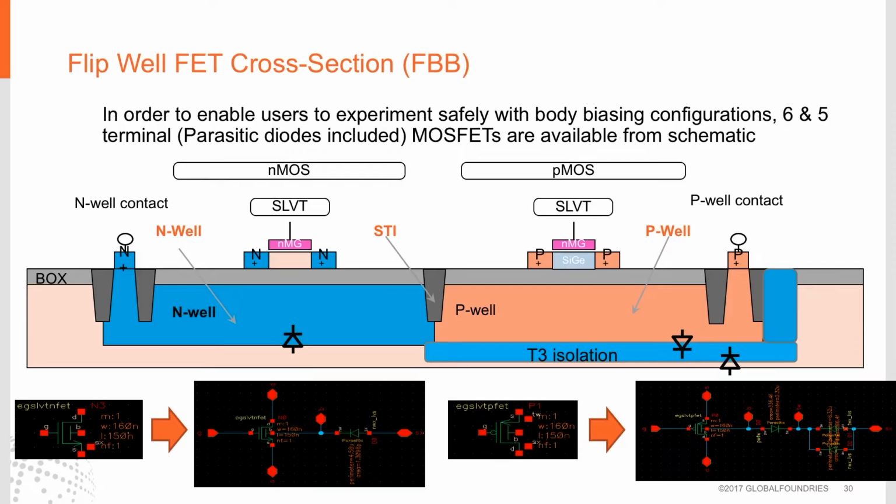On the right hand side, we have a 6-terminal model to take into account both diodes associated with the P well and the T3 to bulk.